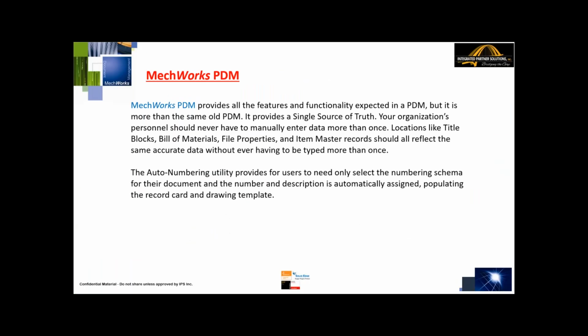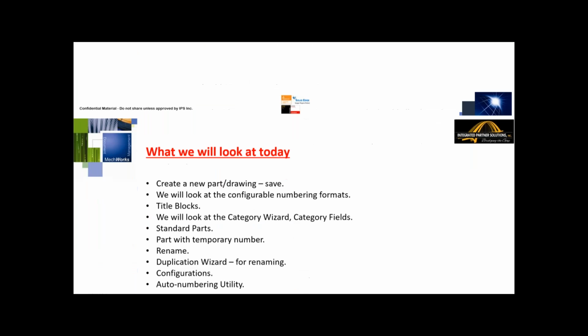MechWorks allows for users to only enter data once, providing everyone with the needed data without any retyping. Along those lines, the auto numbering utility provides for users to need only select the numbering schema for their document, and the number and description is automatically assigned, populating the record card and the drawing template.